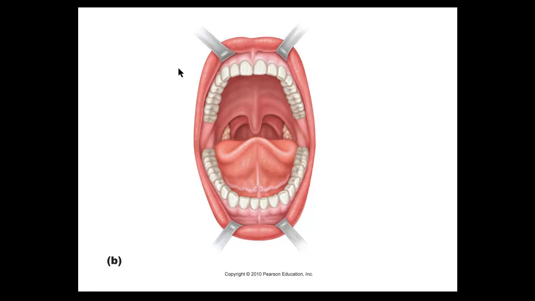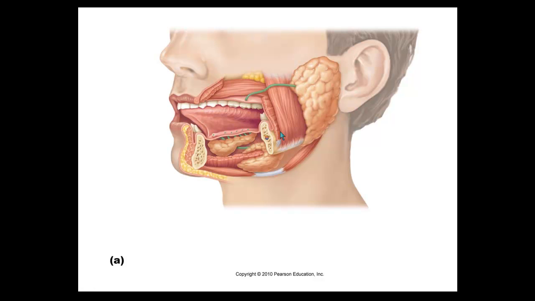Again, we have 4 incisors, 1 canine on either side of those incisors, then we have a pair of premolars, and then we have 3 molars on either side, with the last pair being the wisdom teeth. So we're going to look close up at the oral cavity here, and what we find is we have 3 pairs of salivary glands.